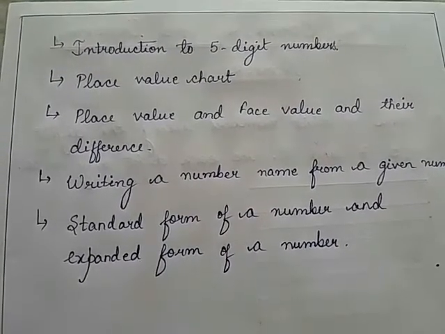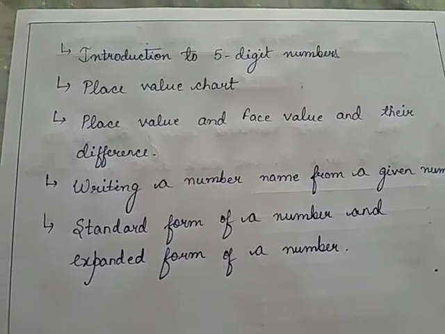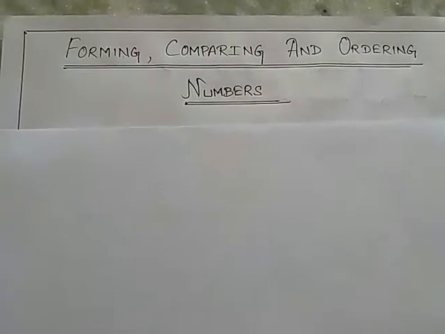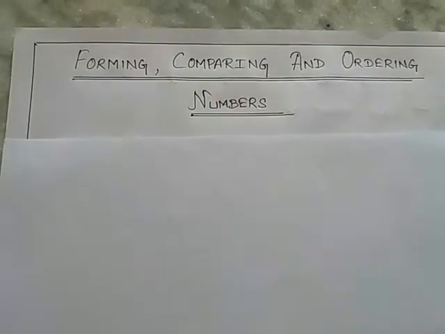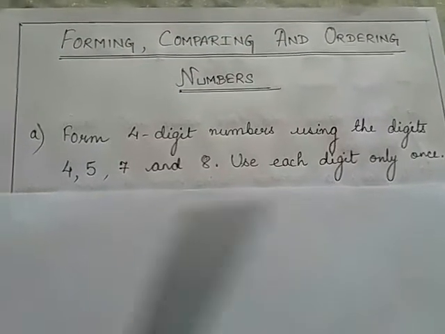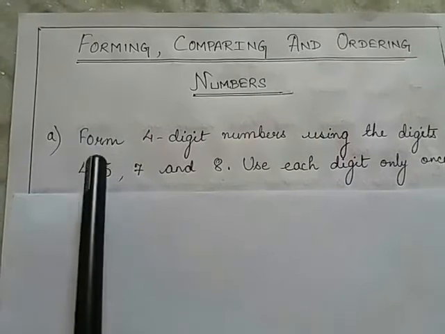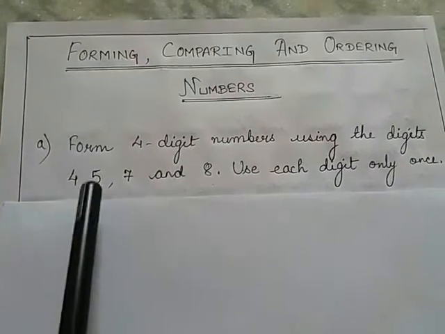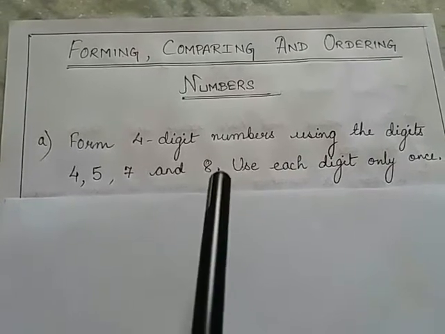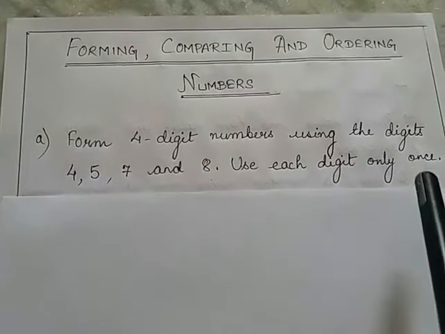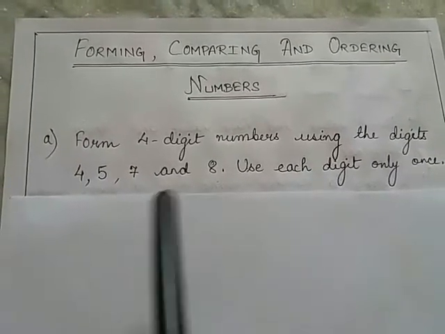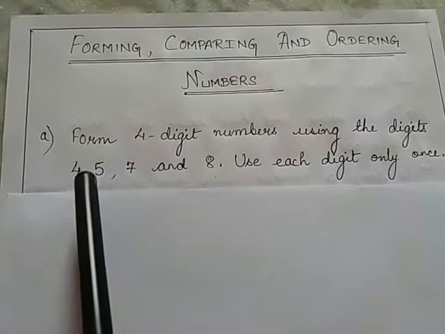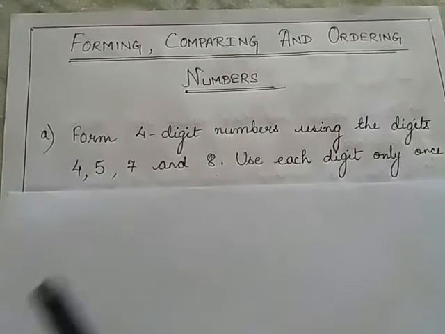Now we will start a new topic, that is forming, comparing and ordering numbers. At first we will start with forming. So let's say we have to form 4-digit numbers using the digits 4, 5, 7 and 8, and we can use each digit only once. So first of all, we have to make a place value chart and then we will arrange these numbers on them.